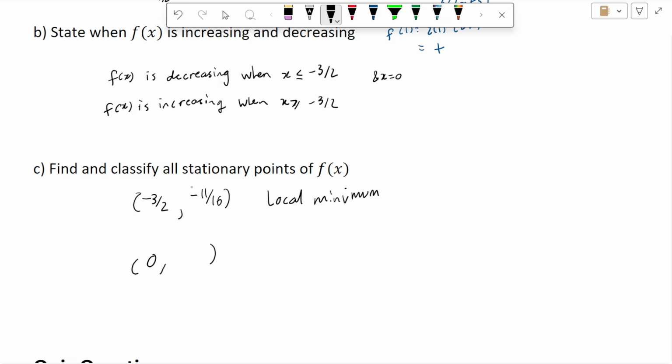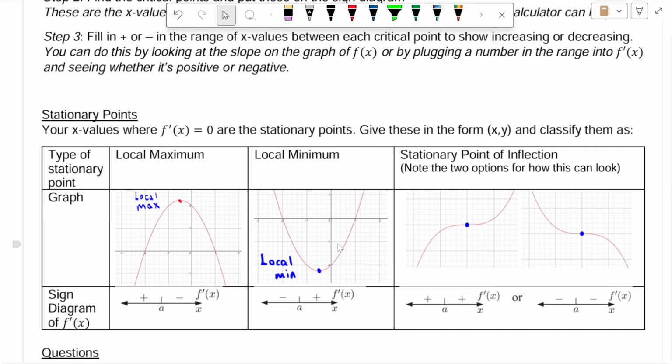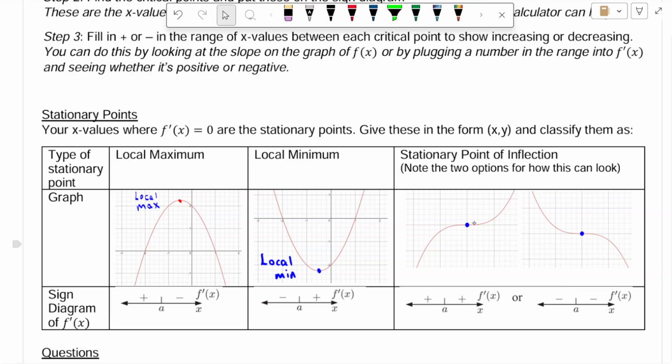So I'm hoping local minimum there is pretty self-explanatory. Local minimums look like that. They look like the bottom of a valley. If you have something called a local maximum, that looks like the top of a mountain. Now the other two stationary points you can have are these types, the inflection points. That's where it sort of goes flat, but then keeps going uphill, or goes flat and keeps going downhill.